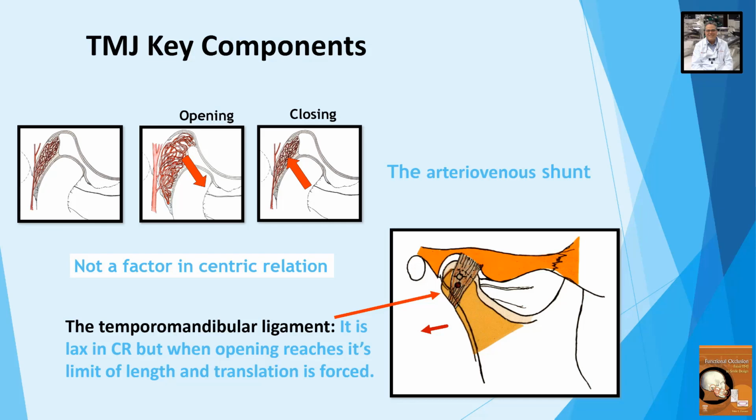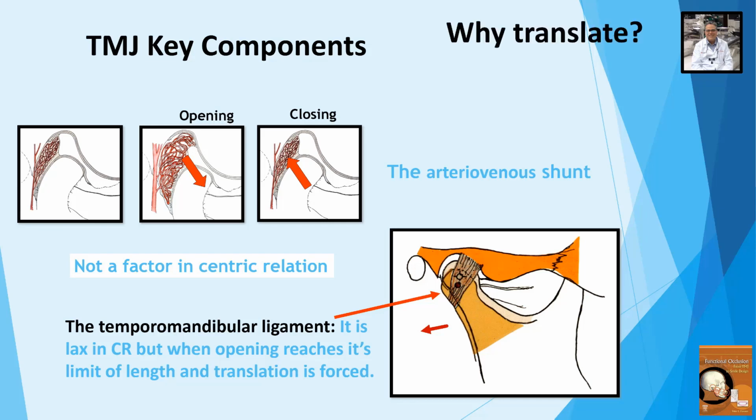And I mention this at this point because there might be some confusion that this ligament positions the final position of centric relation. And we're saying that's not true. It is a limiting factor in rotation, then causing translation. So the next question is, why do we translate?